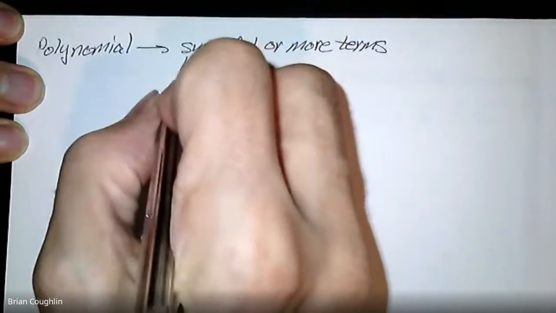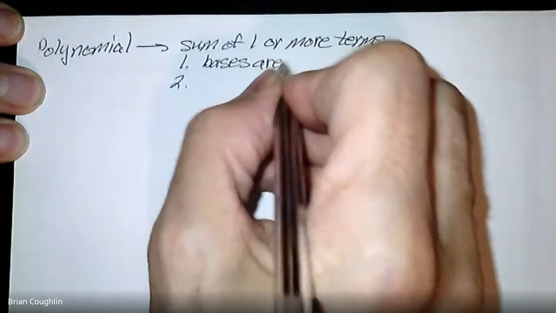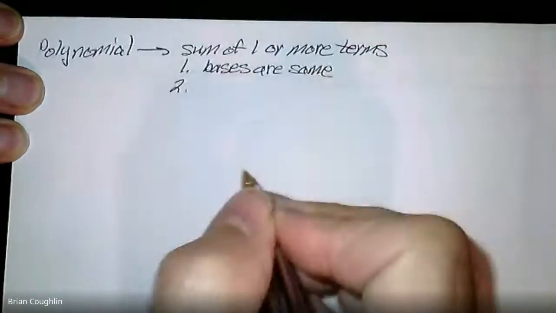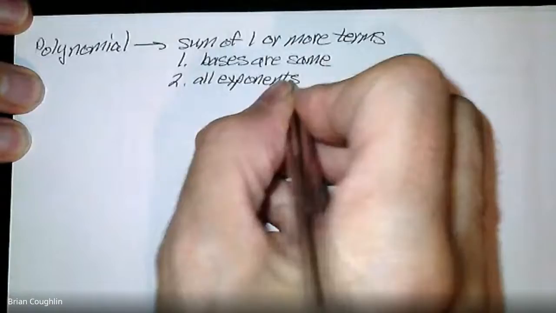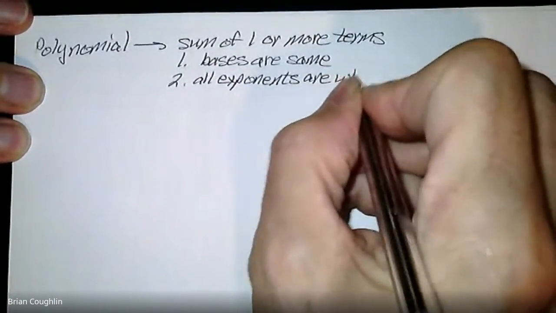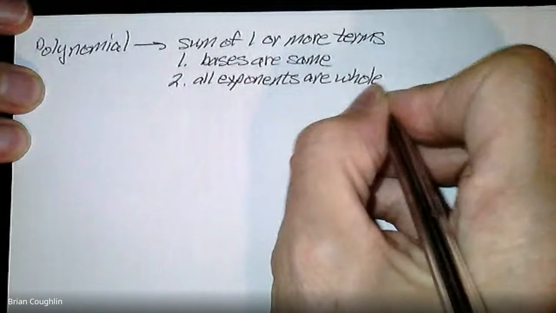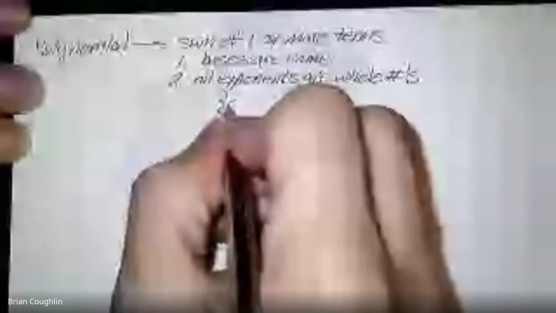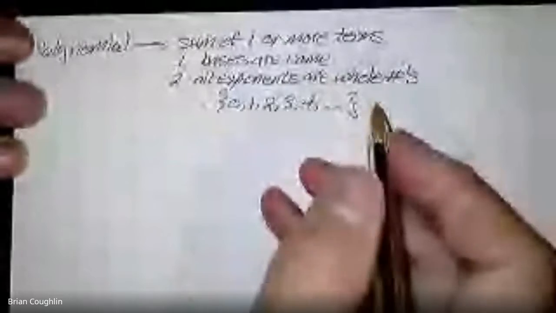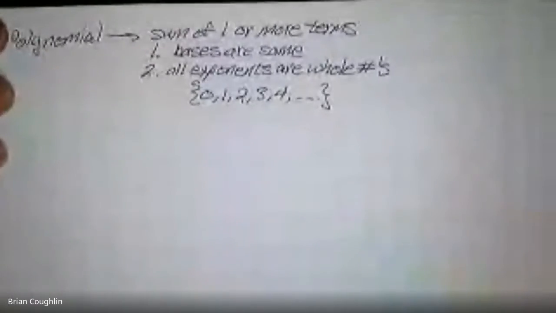And there are two special conditions. All the bases have to be the same of each term, and all the exponents have to be whole numbers. All exponents are whole numbers. And what that is, starting with the number 0, 1, 2, 3, 4, and up. So it does not allow fractions or decimals or negative numbers, just 0, 1, 2, 3, 4, and so on. So a polynomial has to fit those conditions.